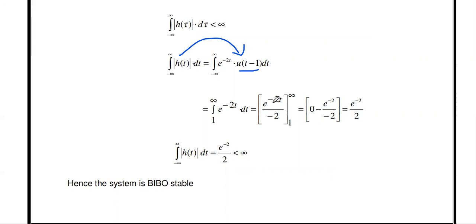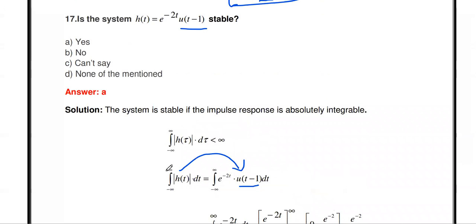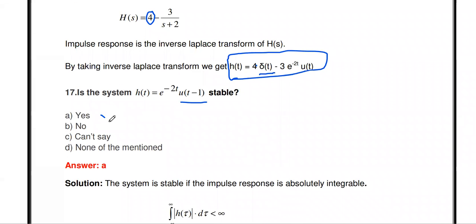If you integrate, e power minus 2t by minus 2 with the limit 1 to infinity. Substituting the upper limit, e power minus infinity is 0. Minus, substituting the lower limit, e power minus 2 into 1 divided by minus 2. So minus minus cancels, and we get e power minus 2 by 2. It is a finite answer, so the given system is stable.